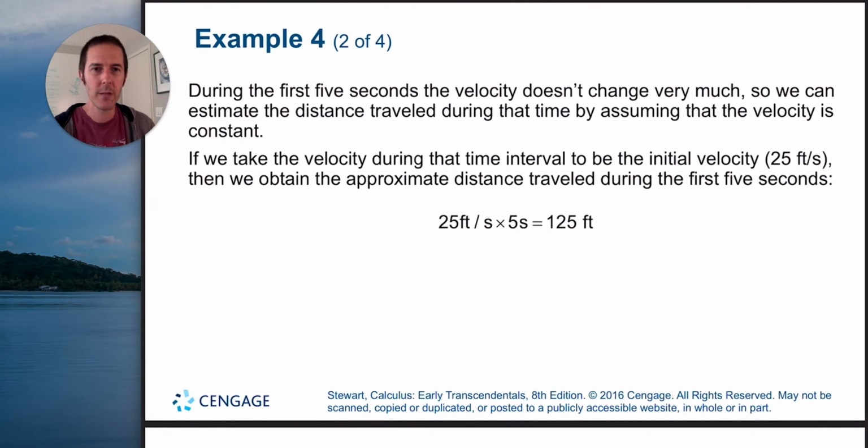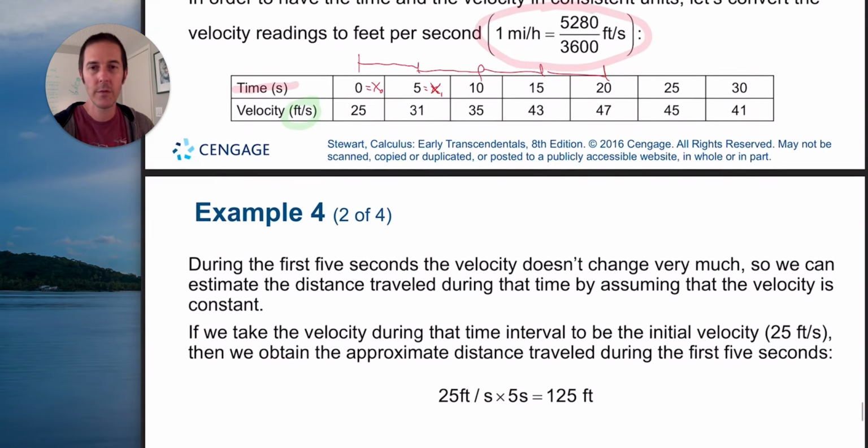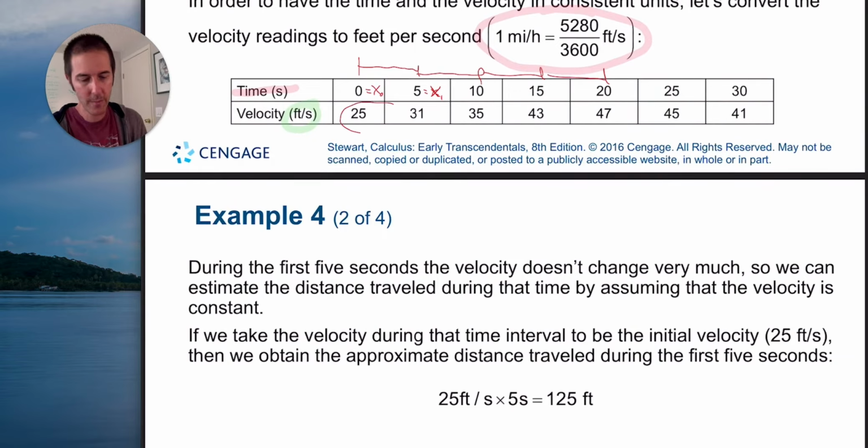During the first 5 seconds, the velocity doesn't change very much, so we can estimate the distance traveled using that time and assuming the velocity is constant. I personally don't agree with that. 25 feet per second, 31 feet per second. I guess those are close to each other. They're not as close to each other as 47 and 45, or 45 and 41, but yeah, well, 6 apart, whatever. Let's call it 25. So 25 times 5 makes 125 feet.